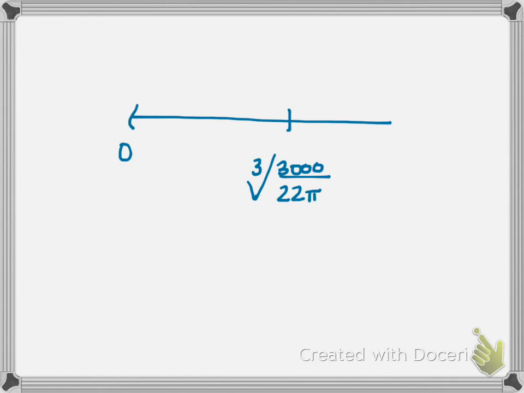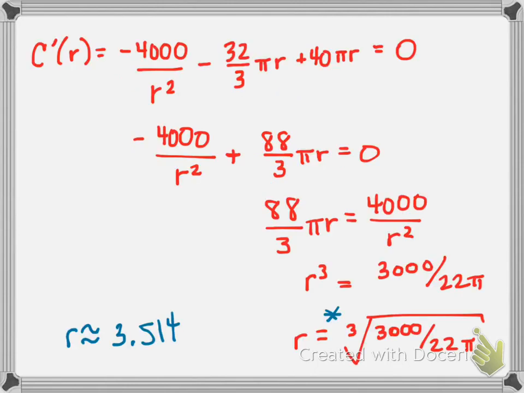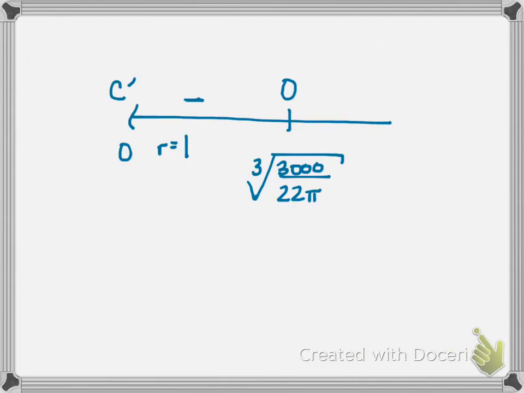So now we're using our first derivative test or our second derivative test. Let's go ahead and use the first derivative test. We're going to find a value to the left of the cube root of 3,000 divided by 22 pi. Let's try r equals 1. Input that into the first derivative. When you input 1, we get negative 4,000 plus 88/3 pi. That's going to be a negative number. So we add that to our first derivative chart.